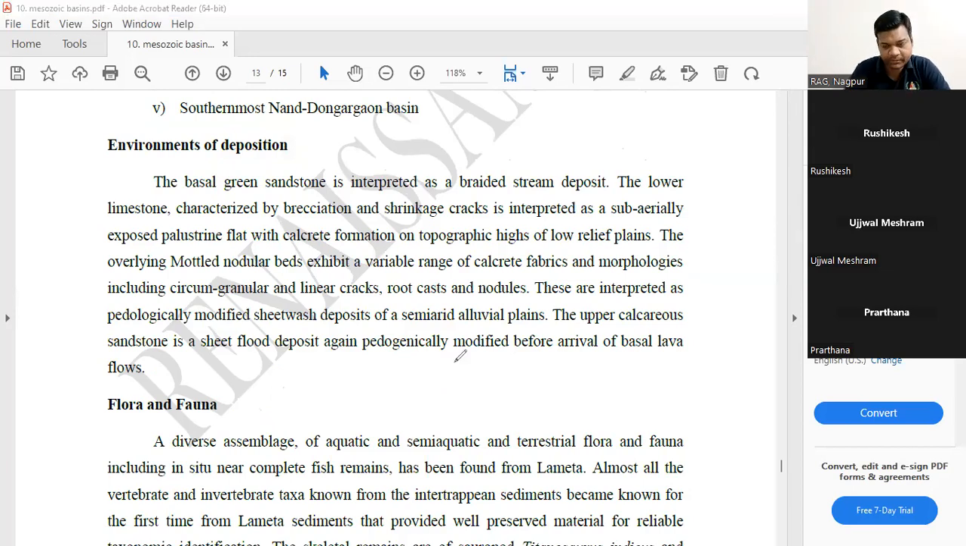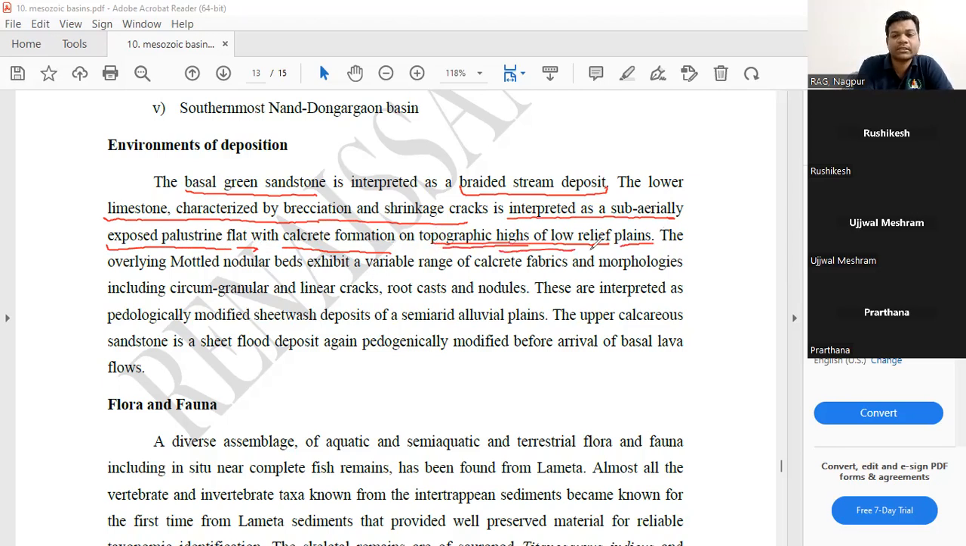In the environment of deposition, we are much concerned with this. The basal green sandstone is interpreted as a braided stream deposit. The lower limestone, characterized by brecciation and shrinkage cracks, is interpreted as a subaerially exposed palustrine flat with calcrete formation on topographic highs to low relief plains. That means flat areas, with calcrete formations and topographic highs of low relief plains.